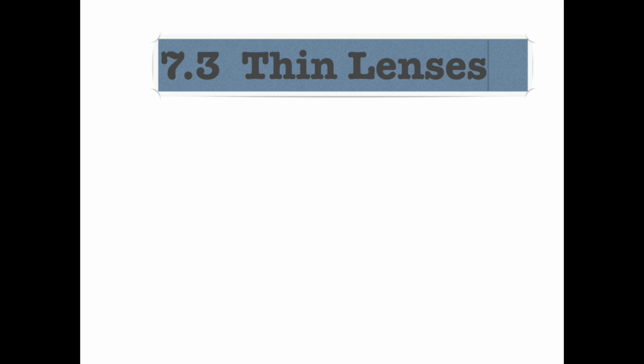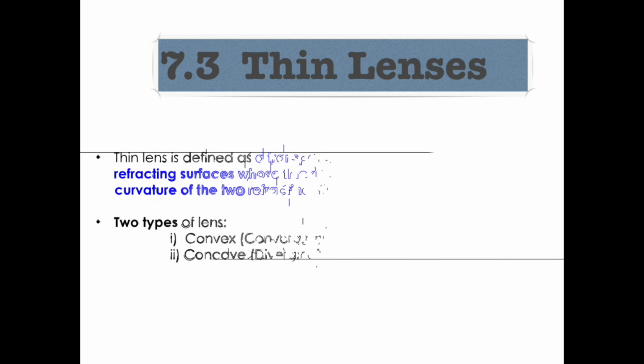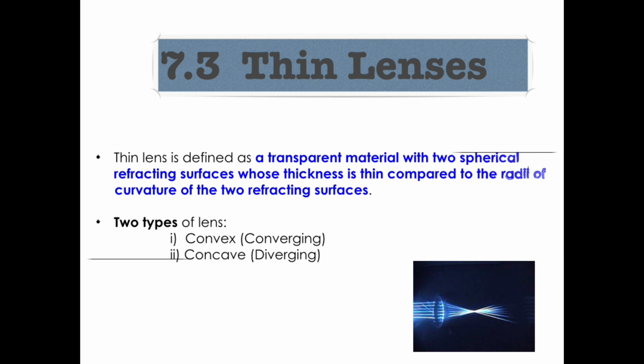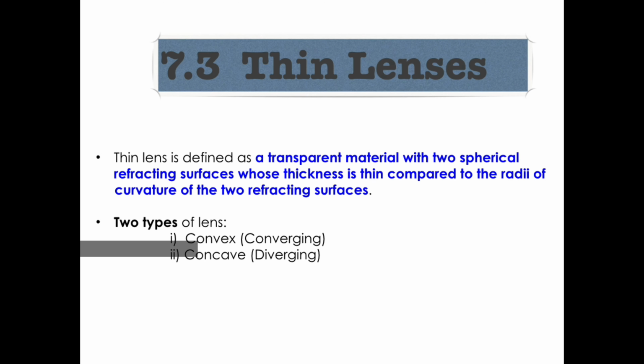7.3 is about thin lenses. A thin lens is defined as a transparent material with two spherical refracting surfaces whose thickness is thin compared to the radii of curvature of the two refracting surfaces. There are two types of lens. The first one is convex, or converging lens, and the second one is concave, or diverging lens.